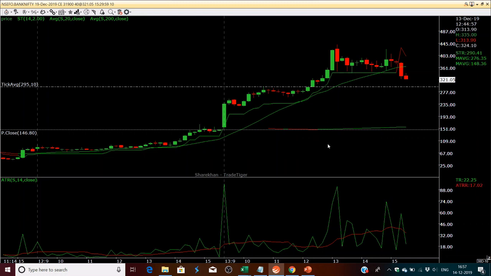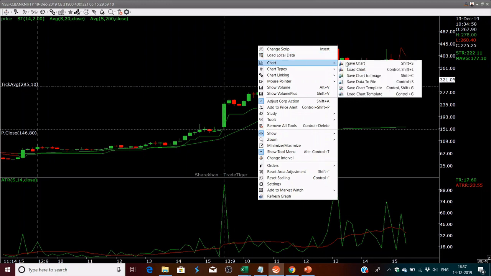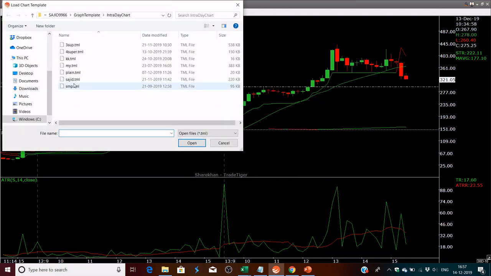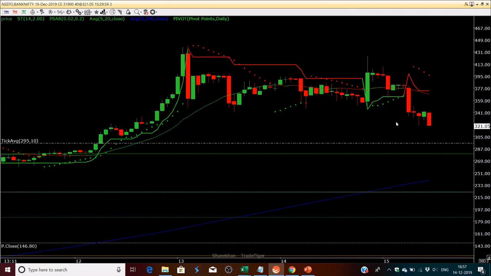You can also use PSAR as a stop loss. I will show you PSAR also. PSAR also works really well as a stop loss. You can keep trailing, and the moment you hit, you can get out of the position. Whenever there is a sideways market, PSAR keeps changing the direction, so you have to avoid that.